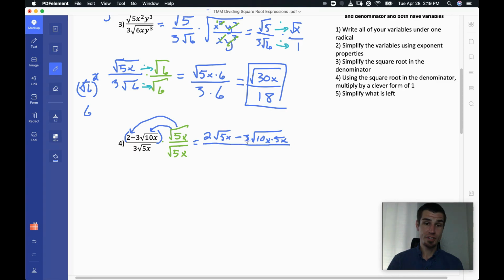That's our numerator. Now we want to multiply what's in the denominator. Now let's not think too hard about this, okay? The 3 is outside the square root, so it's just staying there. Our 3 is still outside the square root.